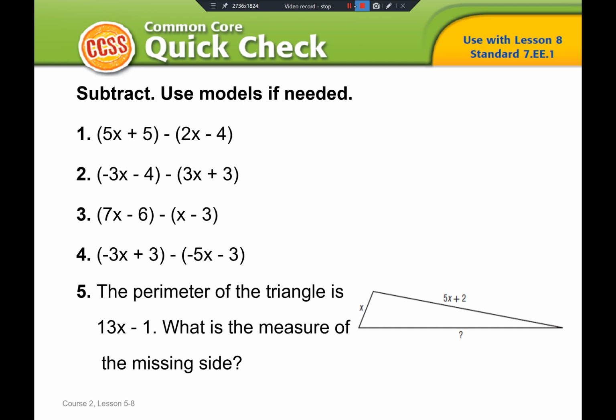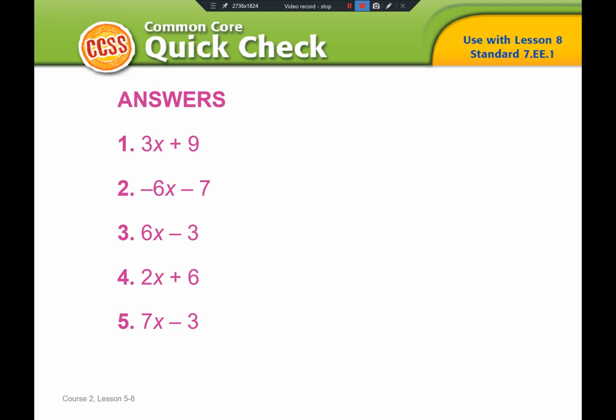Hi friends, this is Chapter 5, Lesson 8. Go ahead and do these review problems and check your answers when you're done. Okay, here are your answers. Again, if you got 3 or more incorrect, I'd like to see this homework practice before you start on the next.